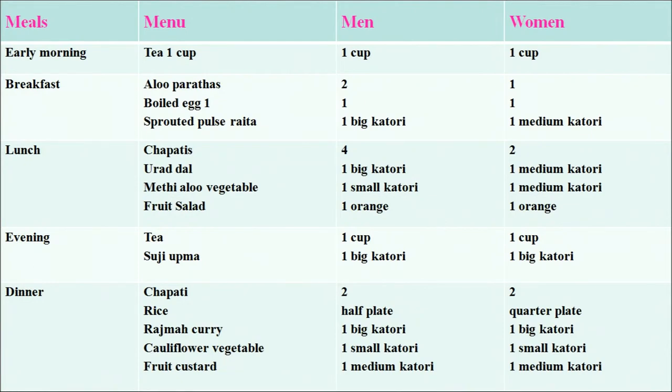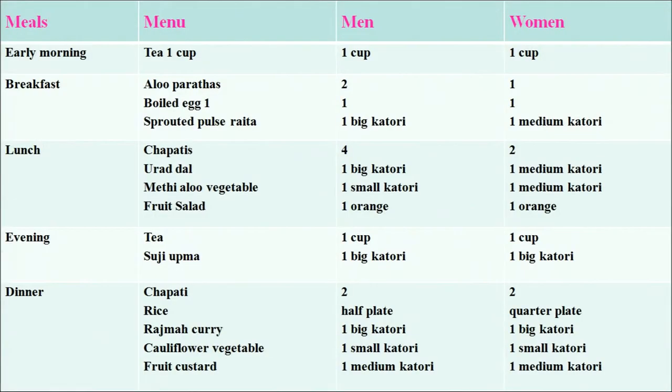When we are planning the lunch, we are having chapati, urad dal or any other dal, methi aloo ki sabzi, or fruit salad. See, in this lunch, we have chosen the cereal as chapati, pulse group as urad dal. In vegetables, we have chosen one green leafy vegetable and one tuber vegetable. And fruit salad is there. And the fat used in the balanced meal of food groups is used in preparation of these food items. So, four chapati can be reduced to two for the others.